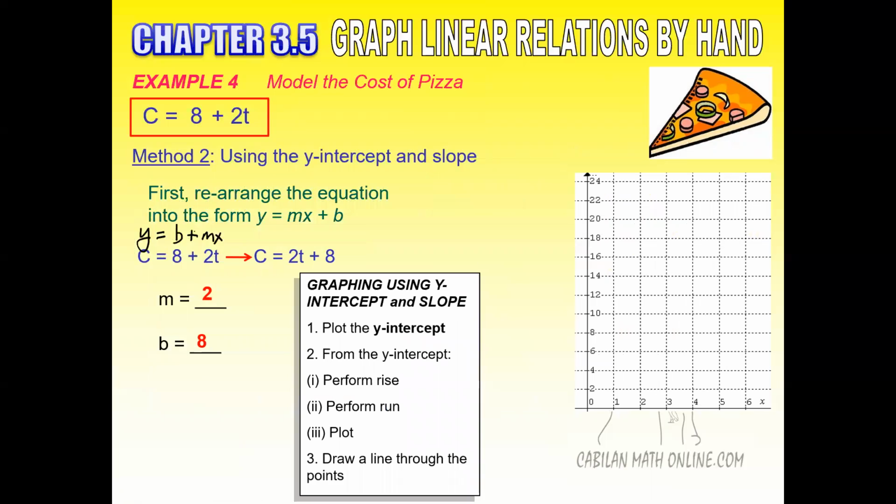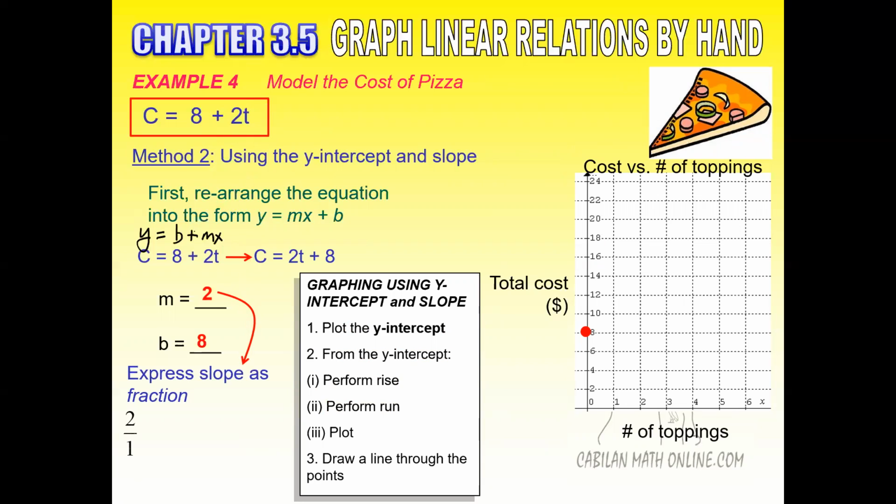Now we have to be a little bit careful about this one, only because if you take a look at the y-axis, notice the numbers are going up by 2, so pay very close attention to how we graph this one. Step number 1, we plot the y-intercept of 8. Now, we take a look at the slope, which is 2. Since it's a whole number, don't forget that we have to change that into 2 over 1. So from the y-intercept, we're going to go up 2 and then right 1.